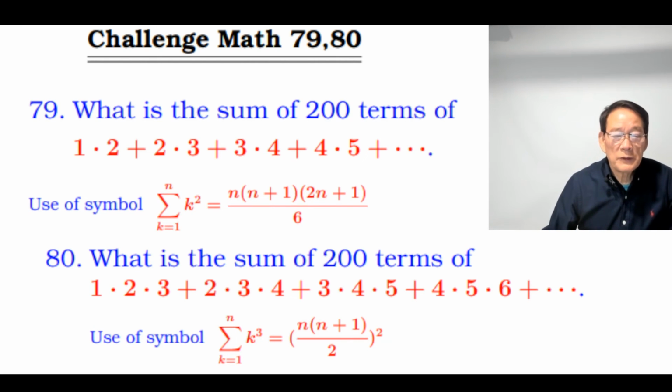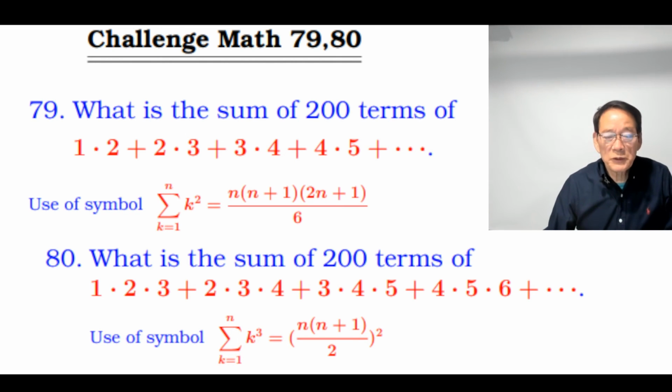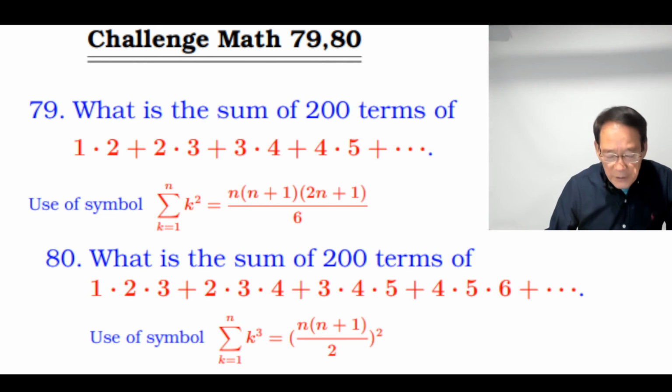Now, number 80: what is the sum of 200 terms of 1 times 2 times 3 plus 2 times 3 times 4 plus 3 times 4 times 5 plus 4 times 5 times 6? For this one, you need this formula. Without knowing this formula, it's almost impossible to solve this problem. And therefore, for number 80, you really need the summation of k cubed form. So you need to memorize this formula and then you work it out.